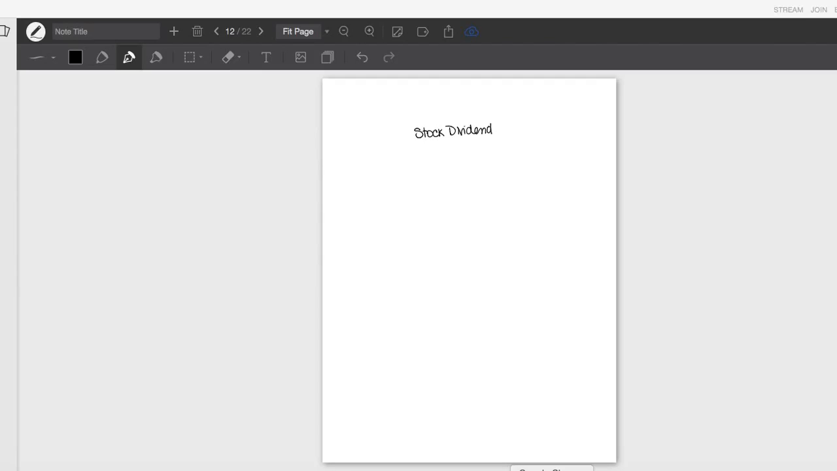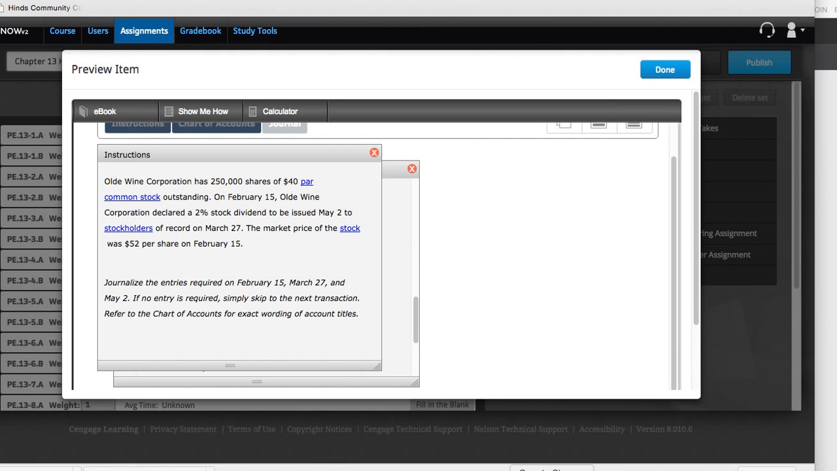In order to discuss the stock dividend entries for the three very important dates, which are the date of declaration, date of record, and date of distribution, then we're going to actually look at a problem in Cengage. So I'm going to pull that up now.